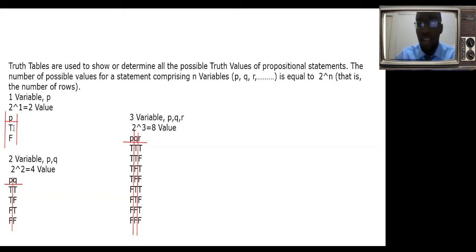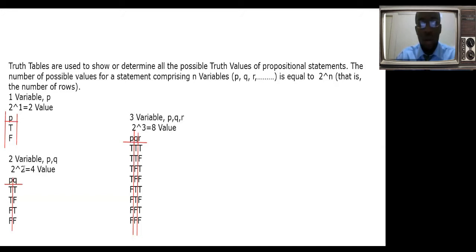Now let's say there are two variables, P and Q, where P is it is sunny and Q represents it is raining. So it can be sunny and it can be raining. That's one possibility. Now it can be sunny and it is not raining. That's a second possibility. Now it may not be sunny, but it is raining. That's a third possibility. And the fourth possibility is it is not sunny and it is also not raining. So there are four possibilities when we have two propositions.